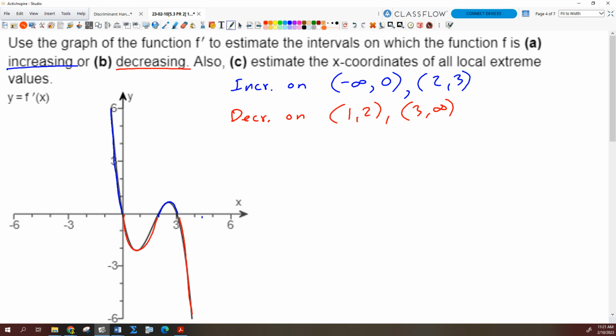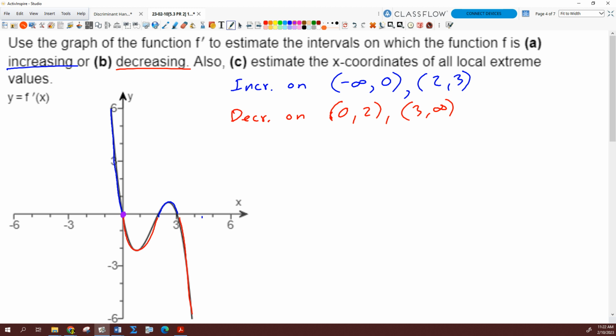Okay, so what's going on here? We're going from increasing to decreasing. Question? Yep. Did I do? Oh, you're right. 0 to 2. Yep, you're right. There you go.